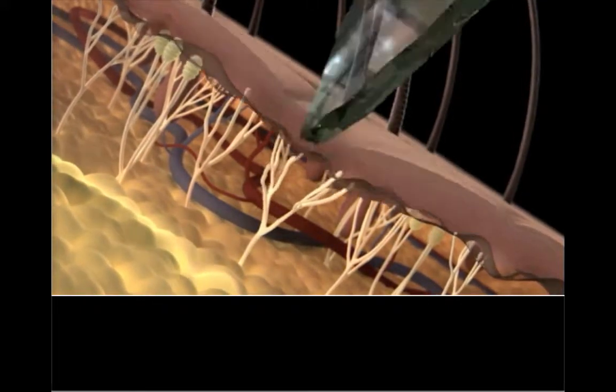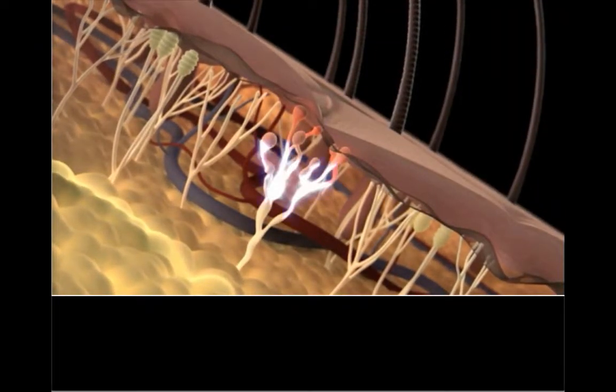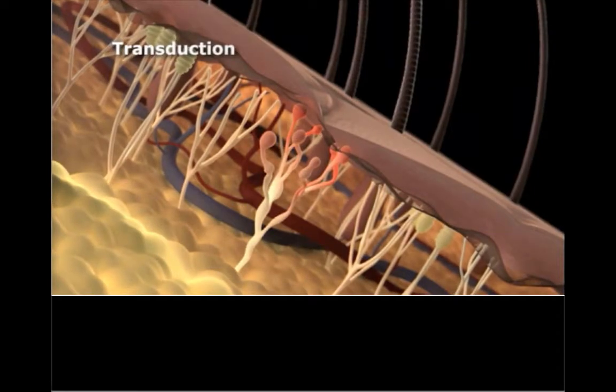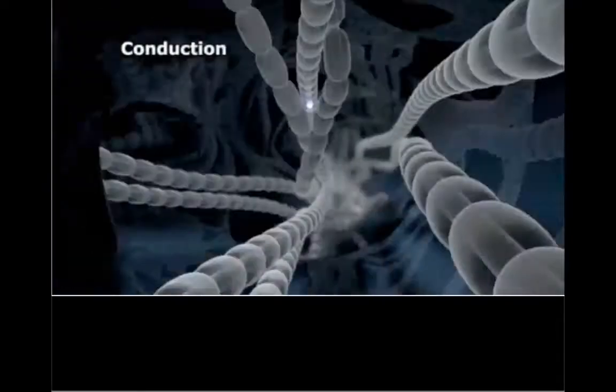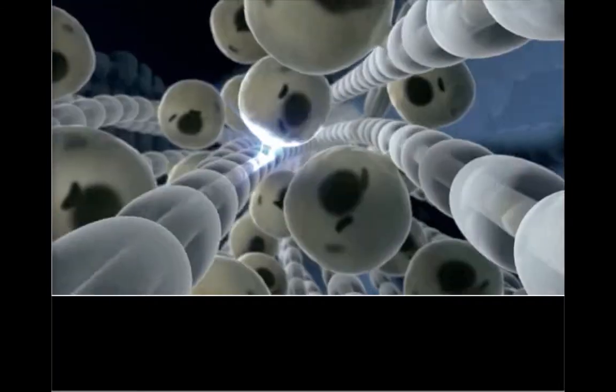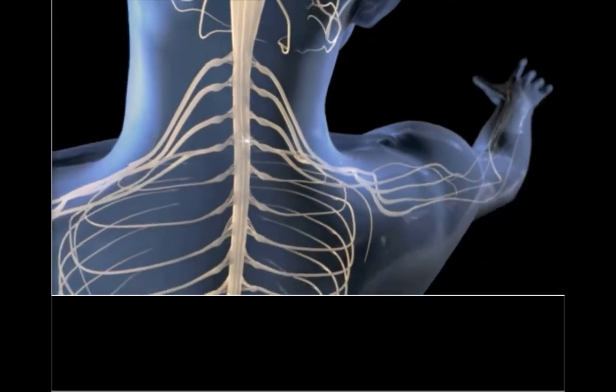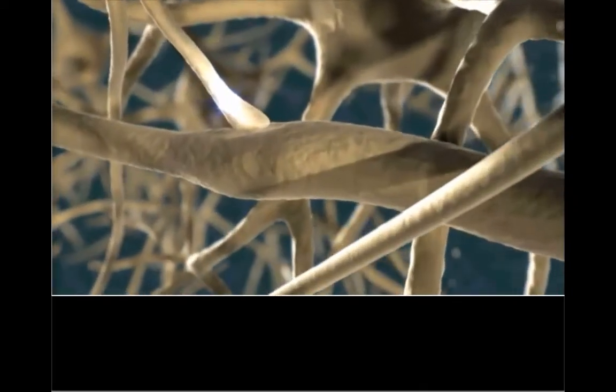These receptors convert noxious stimuli into electrical current through a process called transduction. The current is then conducted along the nociceptor axons to their cell bodies, located in the dorsal root ganglion in the spinal cord, and then to their central terminals located in the dorsal horn.